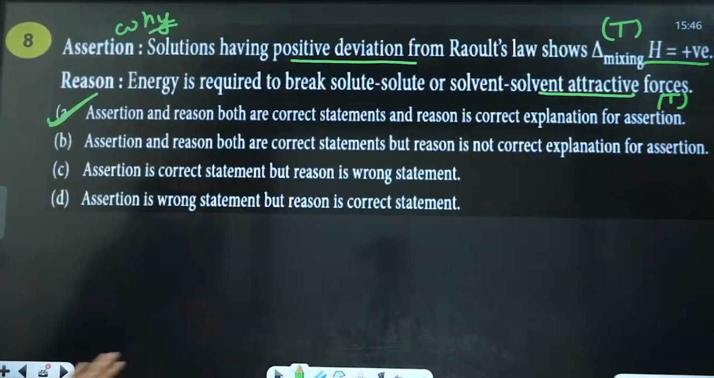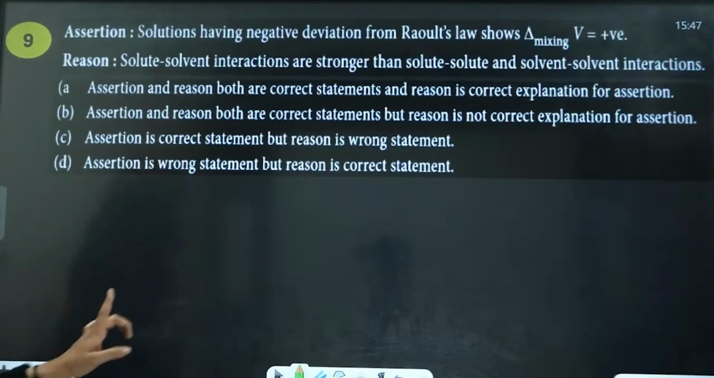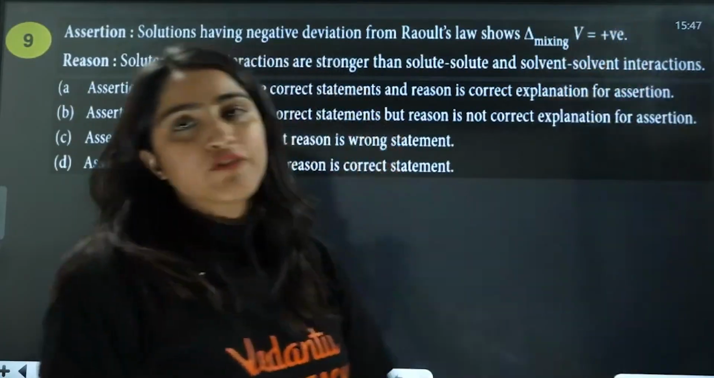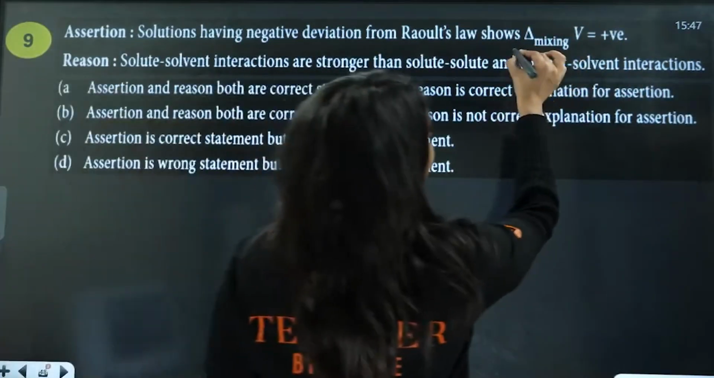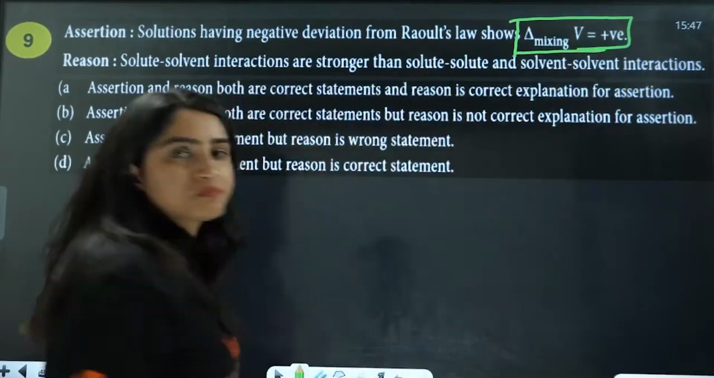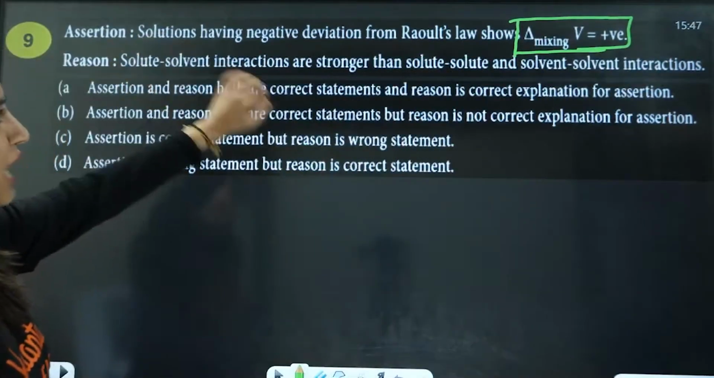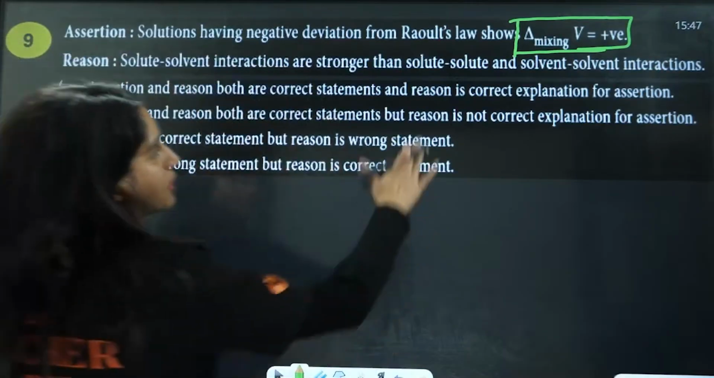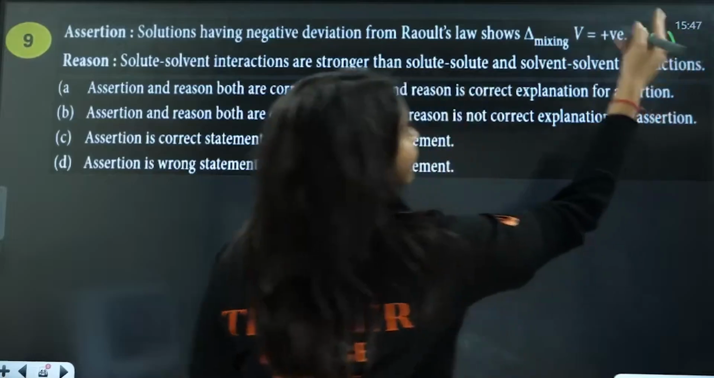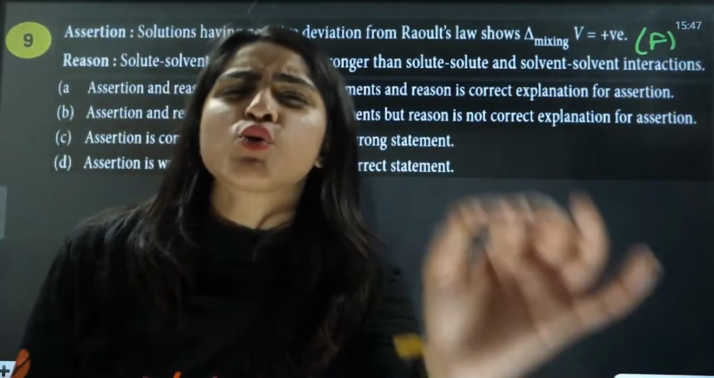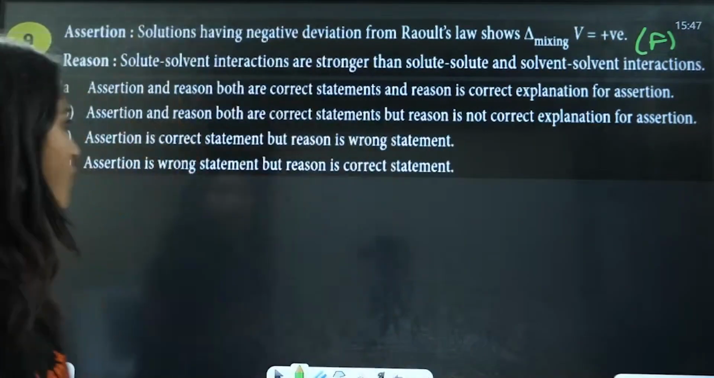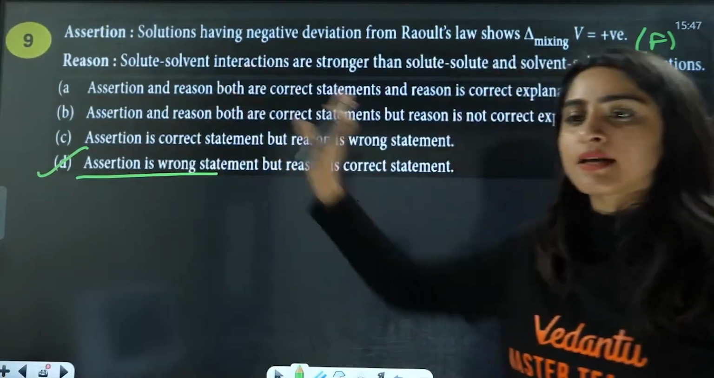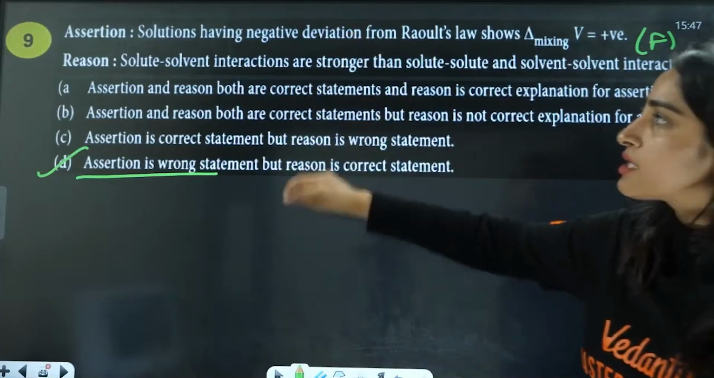Yes? Okay? Very good. Now, the next question here is, everybody, solutions have negative deviation from Raoult's law showing delta V mixing as positive. Now, delta V mixing here is positive, that means solution having negative deviation from Raoult's law. Okay, that means this is positive, they are showing wrong, this is false. If this is false, there is only one statement where assertion is false. That is D part. Correctly tick D, it is the right answer.